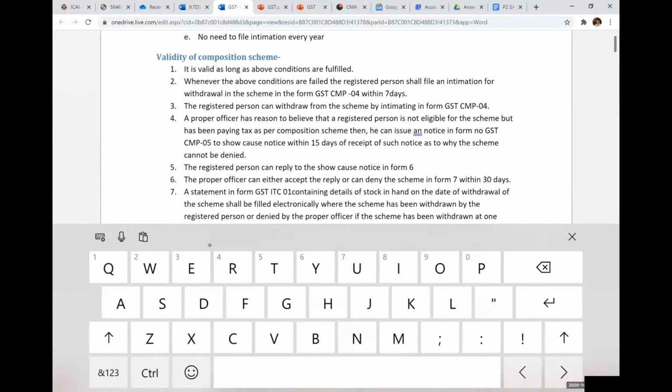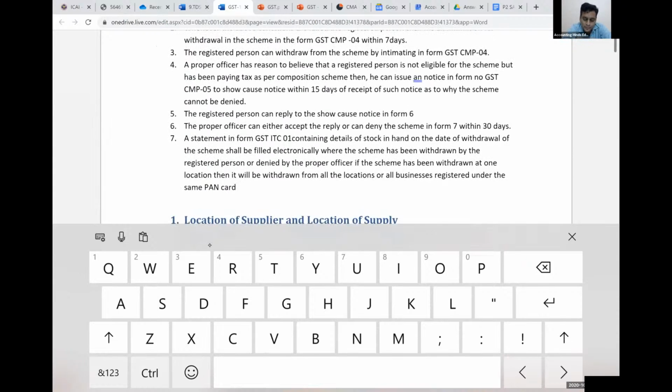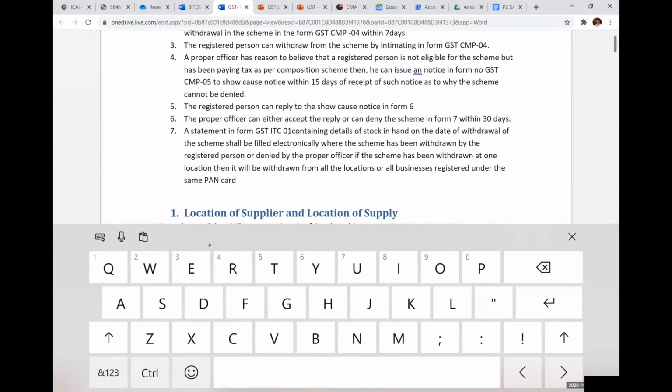The registered person can reply to the show cause notice in Form 6. So whatever details they are asking in Form 6, she has to reply. Everything happens online. That is the best thing Modi did. Everything is online. Nobody can ask her bribes. Next, the proper officer can either accept the reply or can deny the scheme in Form 7 within 30 days. So either he has to accept or he has to say no.